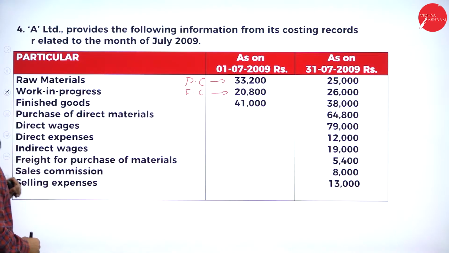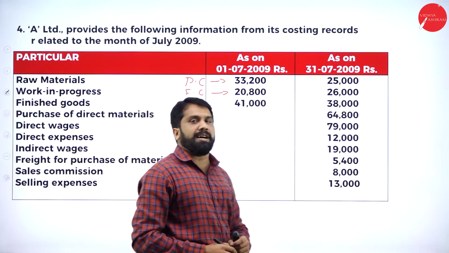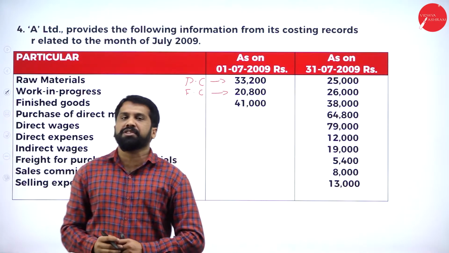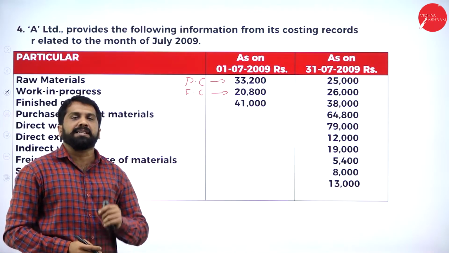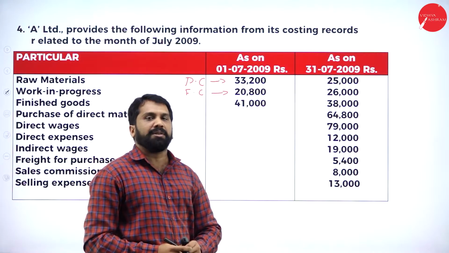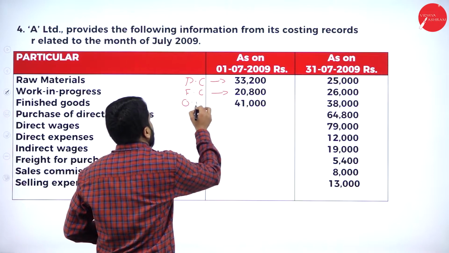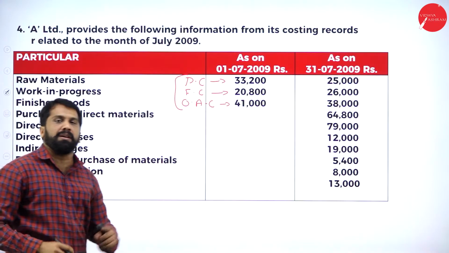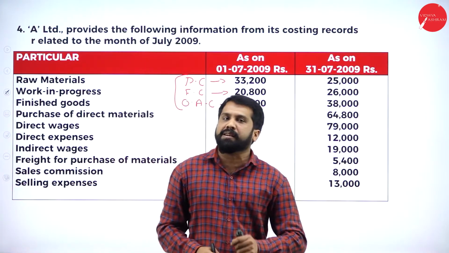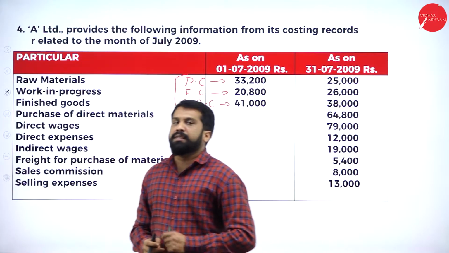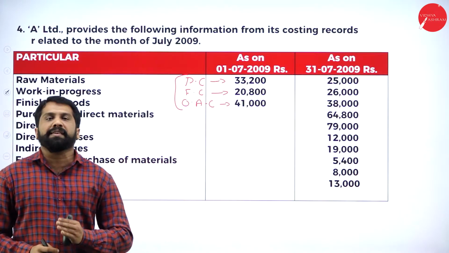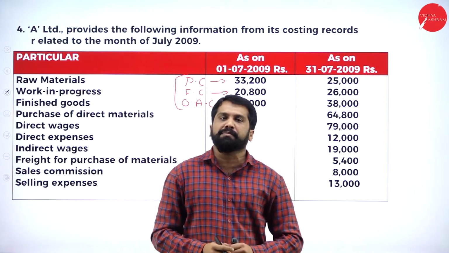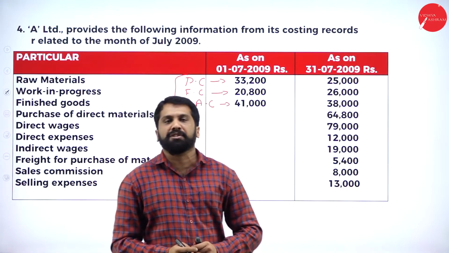Then the next one is finished goods. Finished goods comes under what? Yes, it will come under your office and administration overhead. And also we call it office and administration cost. These three things we completed. Remember, always the opening and closing stock of raw material comes under your prime cost. Your second one, work in progress opening and closing, comes under factory. And your finished goods opening and closing comes under your office and administration.